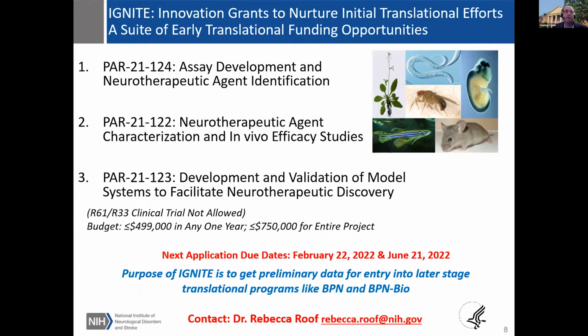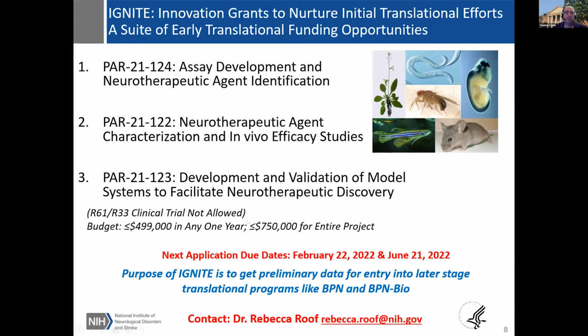They also have a PAR for developing an animal model. If you don't have the model in your lab and you need to develop this model, this is an opportunity to do so. All of these grants are what are called phased mechanisms, R61, R33, meaning there's a milestone between the two phases. You have to have a clear go, no-go milestone, and you have to delineate that in your application.